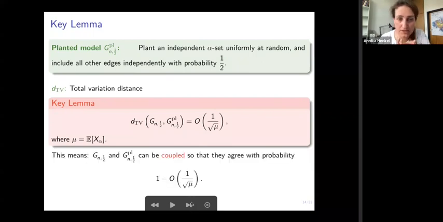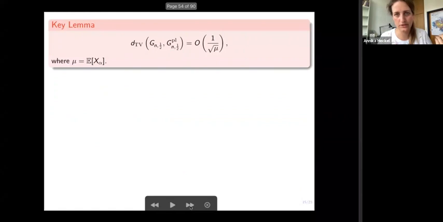Now, if you don't know what the total variation distance is, I will define it on the next slide, but this means that you can couple this planted model and the normal G(n, 1/2) so that they agree with probability 1 minus total variation distance. Okay, so let's see how the key lemma is proved.